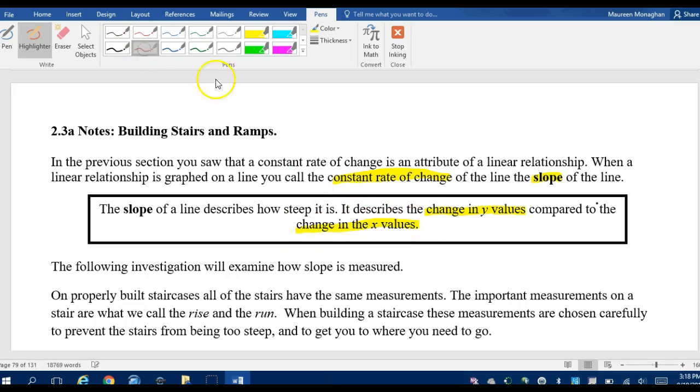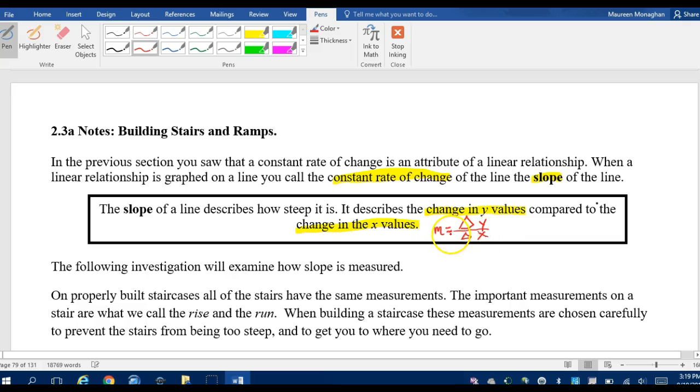It describes the change in y values compared to the change in the x values. So what you're going to see quite often is the change can be written with a triangle. This represents change, the change in the y over the change in the x. You'll see that a lot in physics. And m represents the slope. The following investigation will examine how slope is measured.